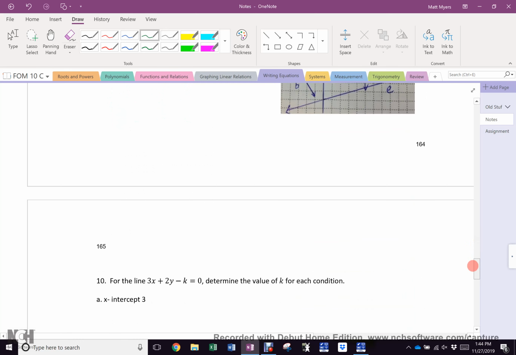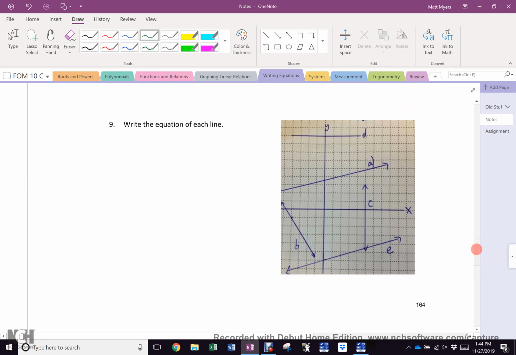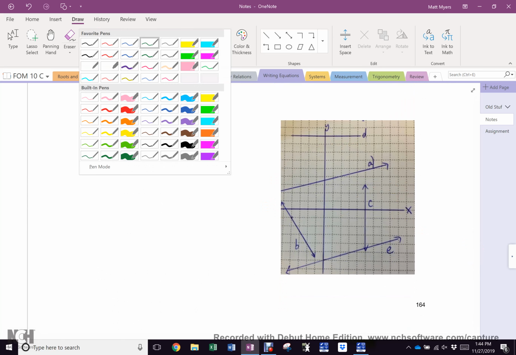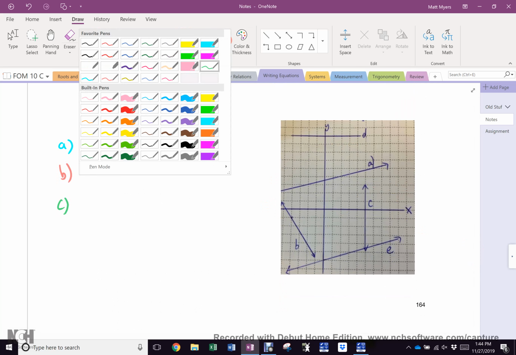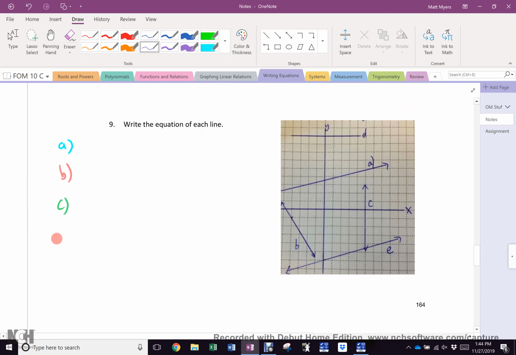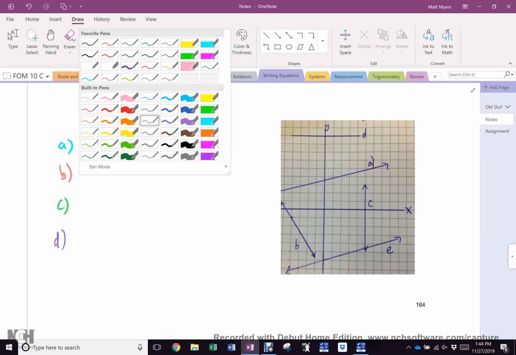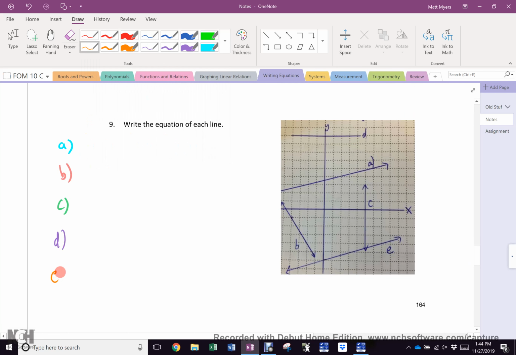Now, work with your neighbor to write 5 equations here. I will do 5 different colors. I will do a light blue. I will do a dusty rose. I will do a Kermit green. I will do a purple. And I will do nothing rhymes with orange.